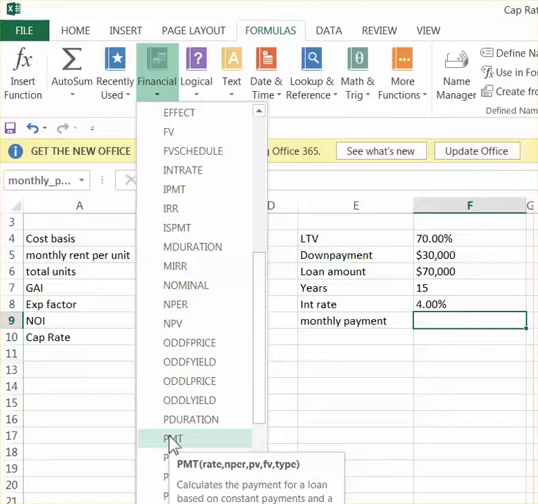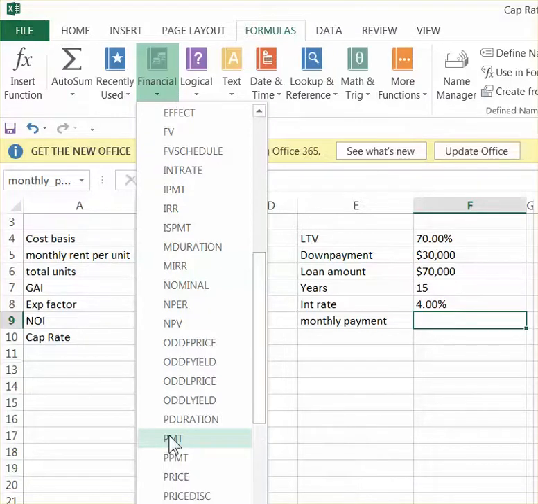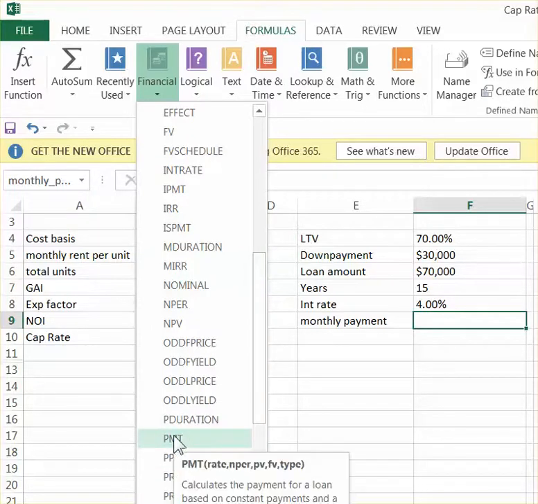All right, I put down 15 years. I'm not going to make 15 payments. I'm going to make a payment every month in each one of those 15 years. So 12 times 15, it accepts rate, number of payments. PV is present value, so it's asking me how much are you borrowing, and I believe it doesn't need to know any of the rest of that stuff. So I say, yeah, cool, that's what I want.